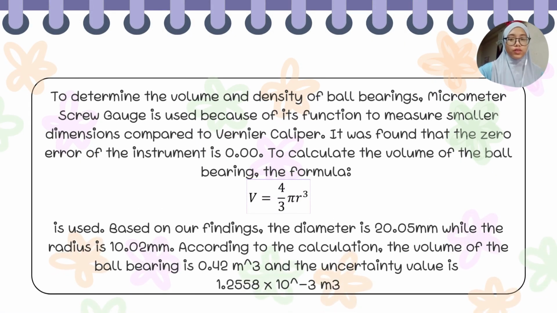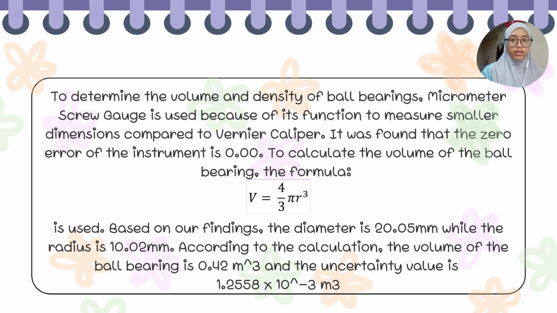To determine the volume and density of the ball bearing, a micrometer screw gauge is used because of its function to measure smaller dimensions compared to a vernier caliper. It was found that the zero error of the instrument is 0.00. To calculate the volume of the ball bearing, the formula V equals 4 over 3 pi r to the power of 3 is used.